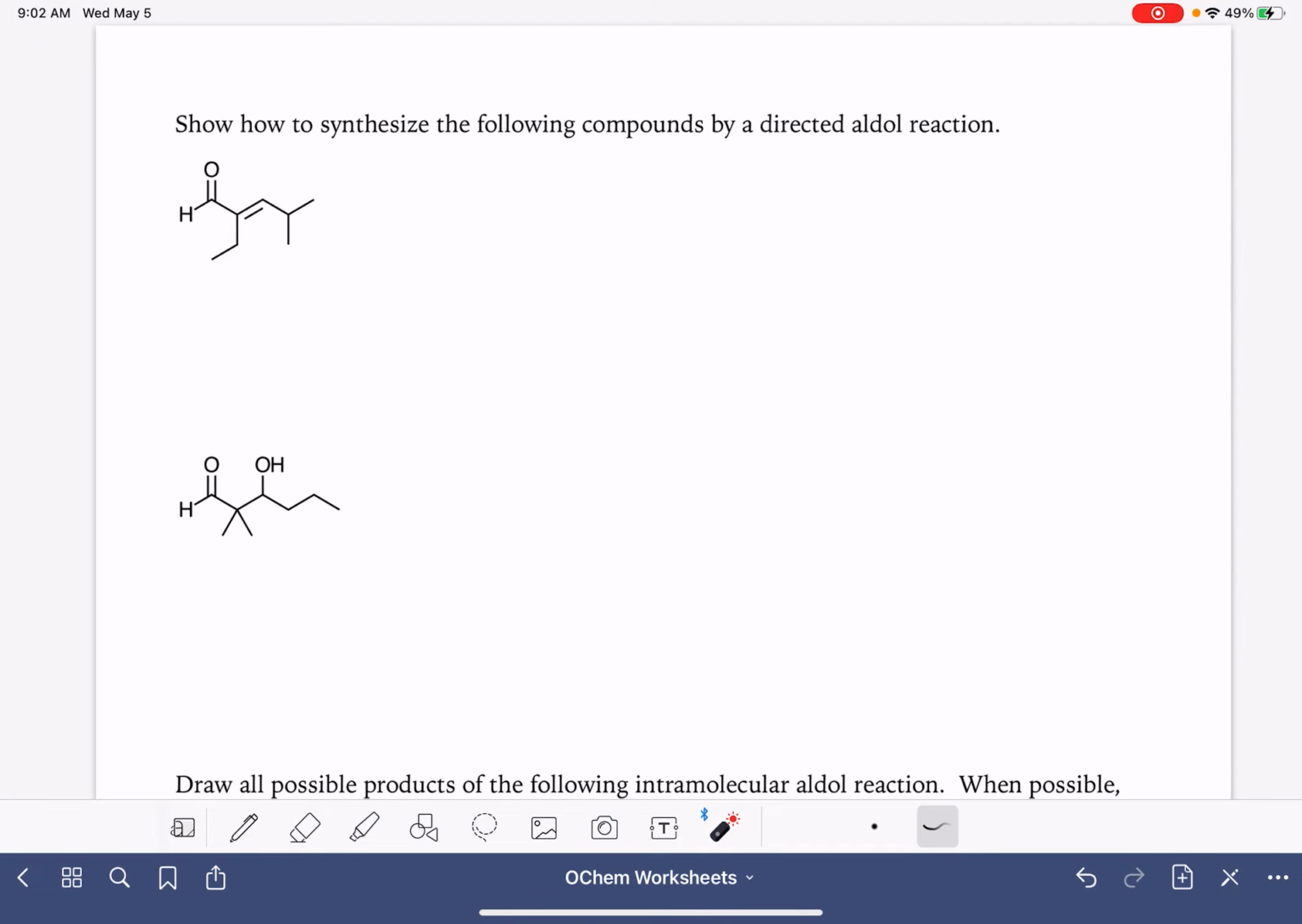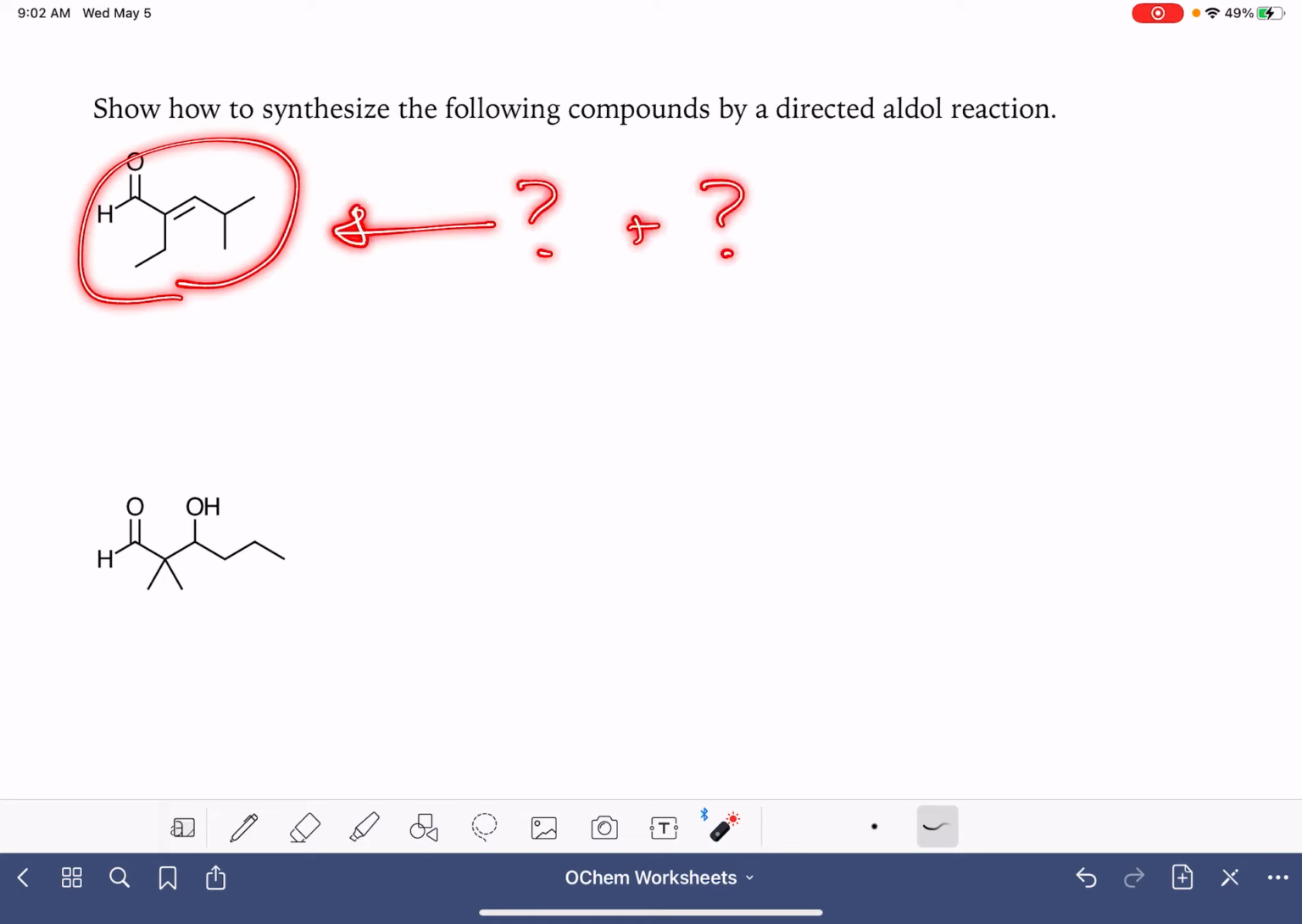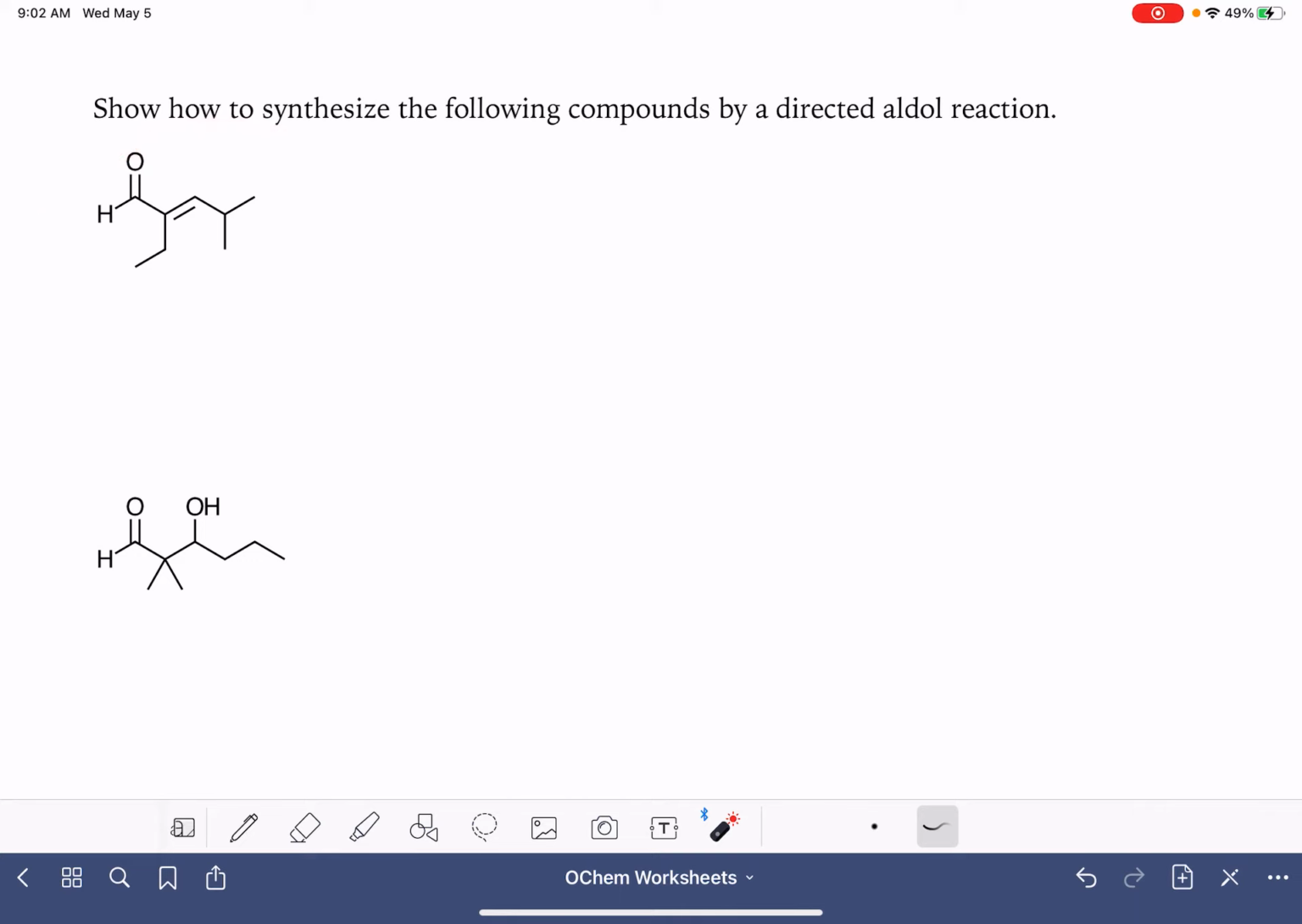Now what we're going to be looking at is a retrosynthesis for an aldol reaction. We're shown a molecule that can be synthesized by an aldol reaction. And the question is, what aldehydes would we use to make this particular molecule? So we want to back ourselves up in this reaction, because here we're looking at a molecule that has undergone condensation.